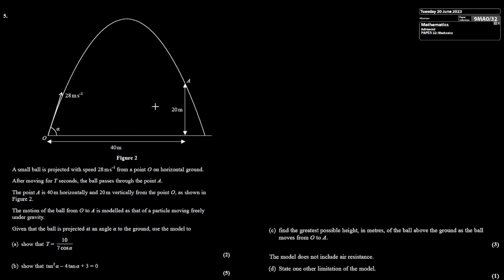Question 5's a projectiles problem. We've got a small ball projected at a speed of 28, horizontal ground, moving for t seconds, passes through the point A. A, we're told, is 40 meters horizontally away and 20 meters vertically up from the origin O. The motion of the ball models a particle. Given that the ball is projected at angle alpha to the ground, use the model to show that t is equal to this. Okay, well, we've got most of the things written on the diagram.